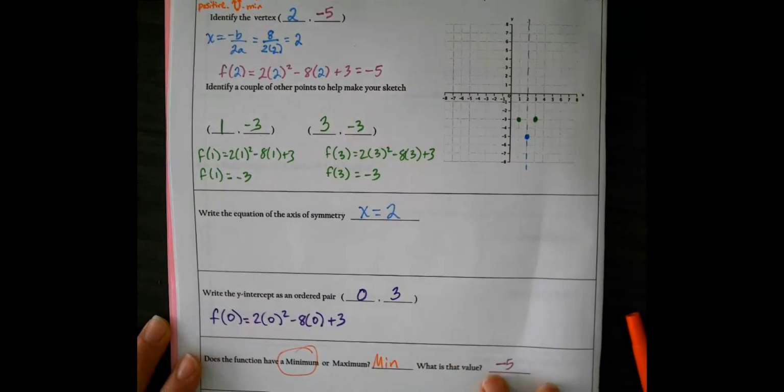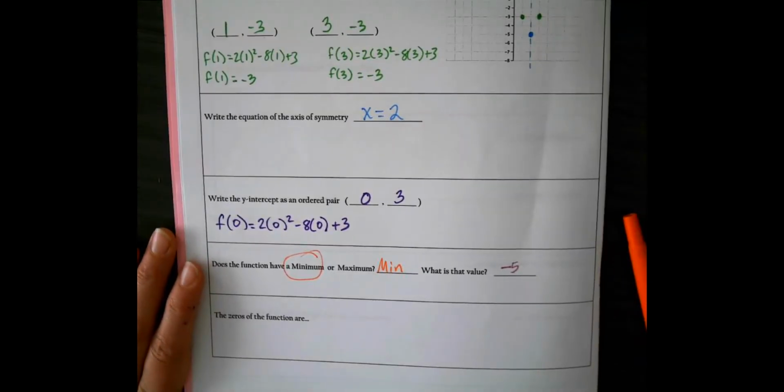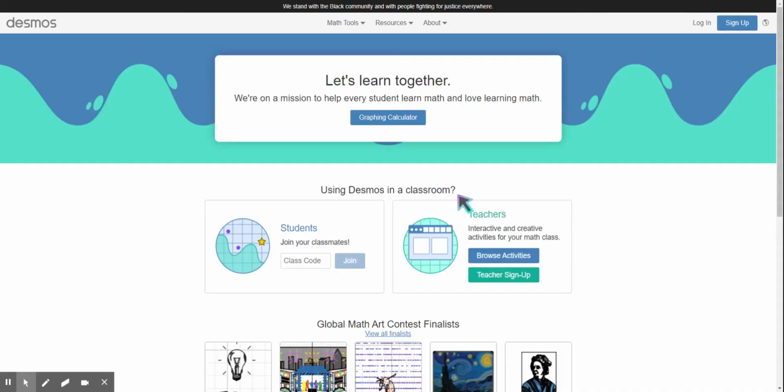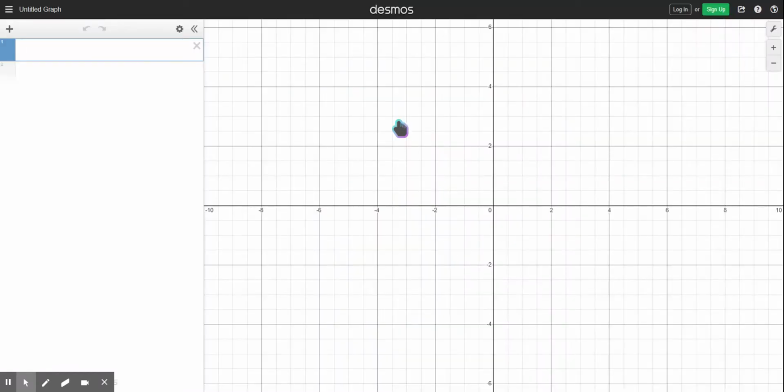Now, the zeros are the last one. This is when we're going to go ahead and look at the graph. And we're going to use Desmos. So hold on a second. We're going to switch over there. Hi, so I'm back. So we're on Desmos.com. If you just look up here, just Desmos.com, and we're going to click on the graphing calculator. It's a really useful tool.